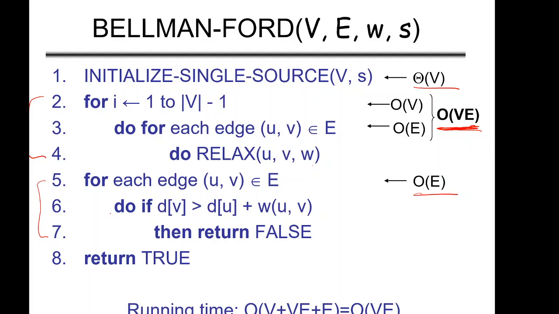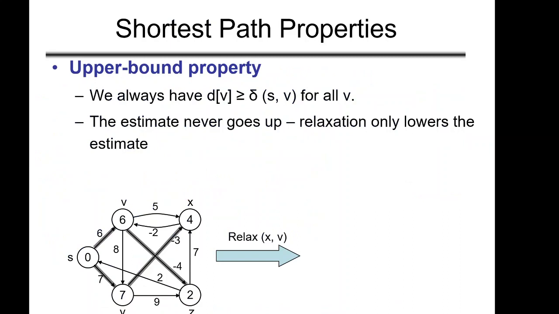This is a quite simple, very elegant algorithm, and after V minus 1 iterations you are able to find the shortest path weight for each and every node. The running time however for this algorithm is order of V times E. Good. Now let's see why this algorithm works. We will see the correctness of this algorithm.